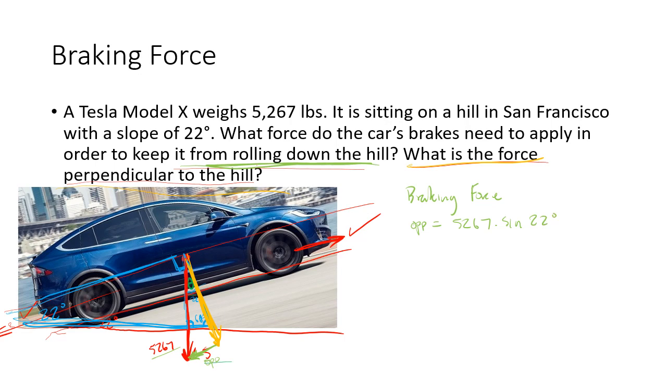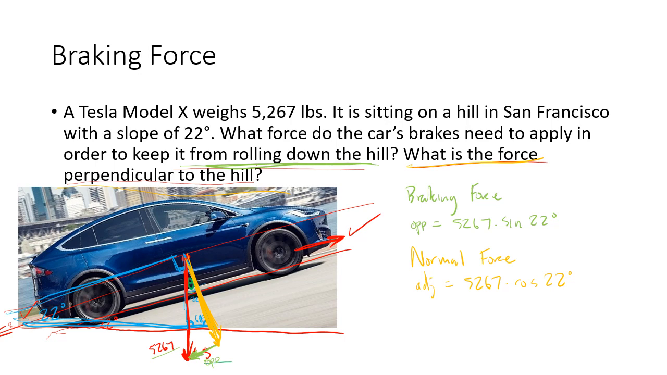degrees. And conversely, we want to know the normal force here, the force perpendicular to the hill. That would be the adjacent, right? That's this adjacent side with respect to that angle. So adjacent would be 5,267 times the cosine of 22 degrees. Now, I actually don't have those numbers handy. Let me do that really quickly.